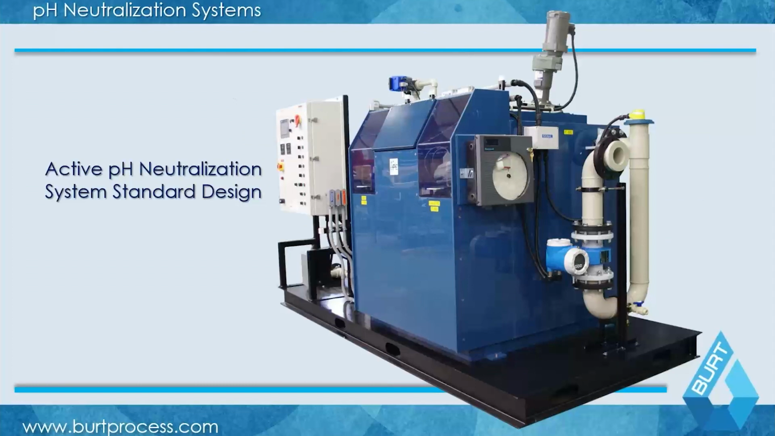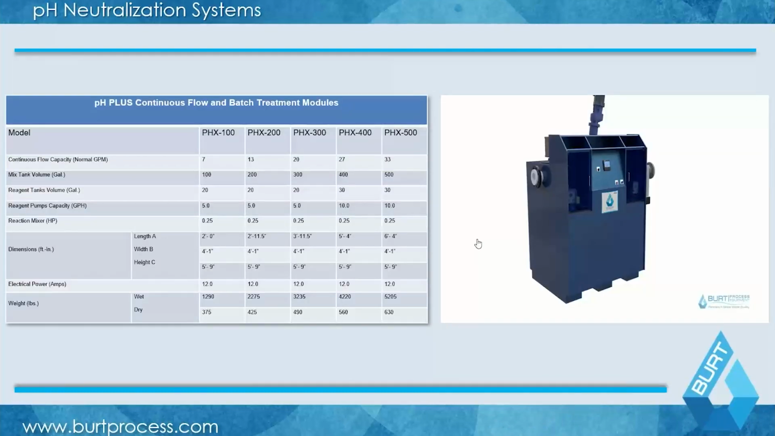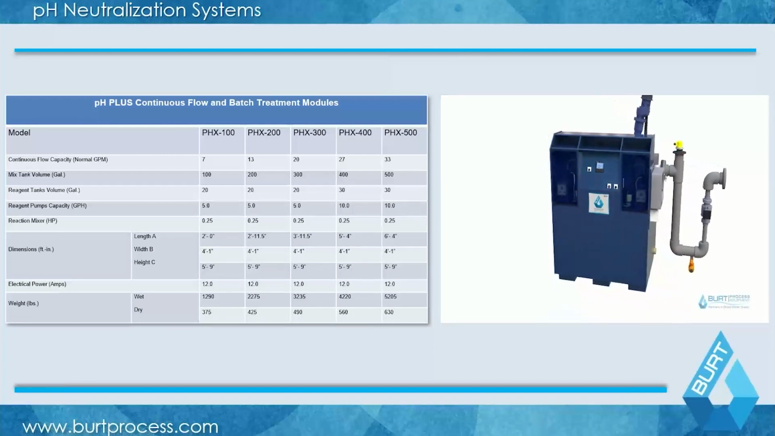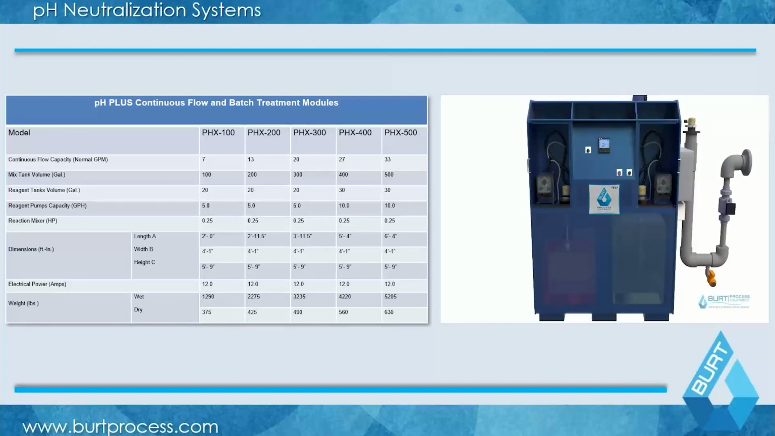So here I went through a few standard products. We're going to wrap up here talking about a few standard products. We're going to show you some models and look at some of the custom things that go into these types of systems. But at Burt Process, we do have a number of standard pH system designs, the smallest of which is our PHX model, which you can see illustrated here on the animation. And these run the gamut from a PHX 100 to a PHX 500 with a flow range which varies between about 7 to 33 gallons per minute.